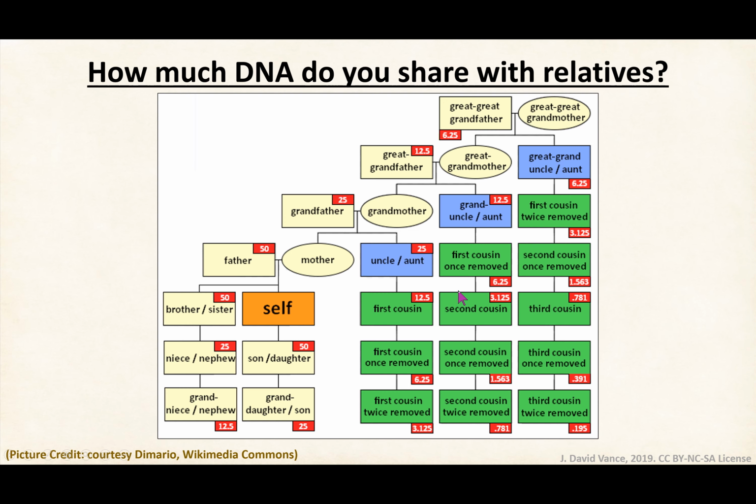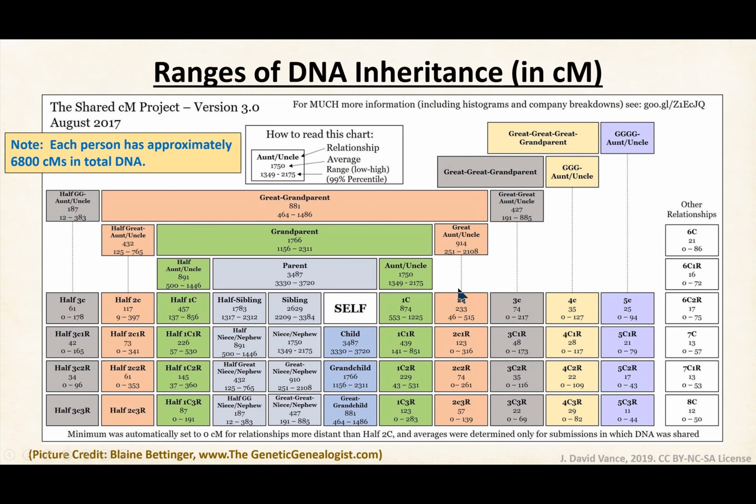And because you don't inherit exactly 50%, these are not precise percentages, they're DNA. So it's not always exactly the same percentages. You get this kind of chart, which is another version of that same chart, but with actual percentages on it. This is collected information from a lot of different tests.